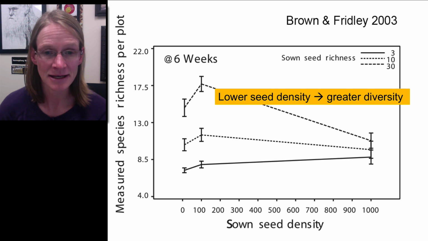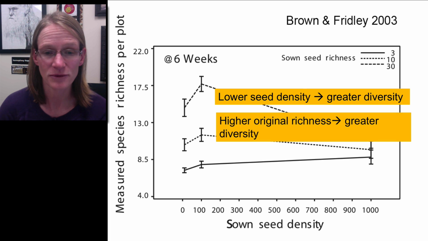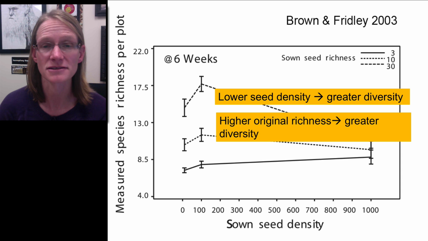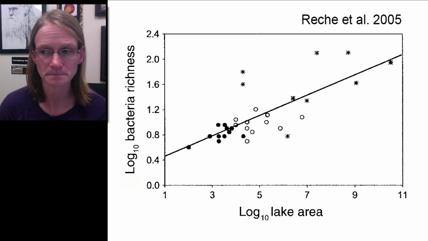And so clearly we have these general patterns. First, lower seed density means greater diversity, and second, if we have higher original seed richness, then we have greater diversity in general. So these are 2 good patterns that we can see in this study and that often appear in others. Density is a major factor, and having more species to start out with can really contribute to improving diversity.